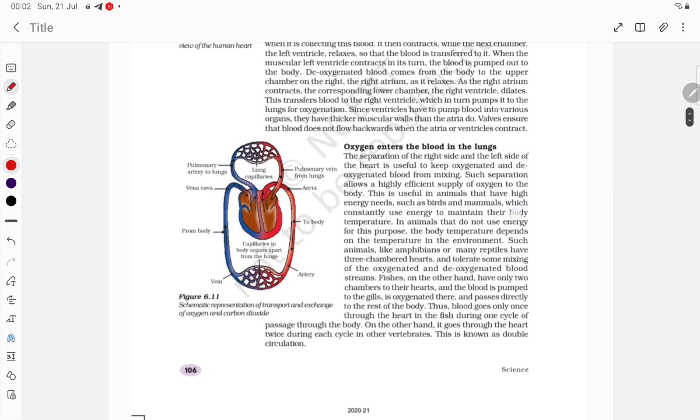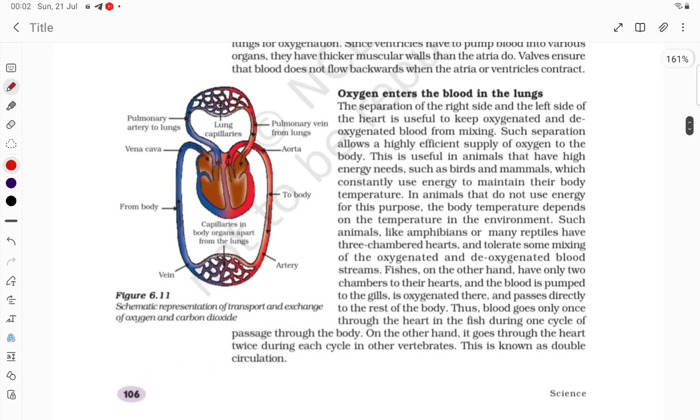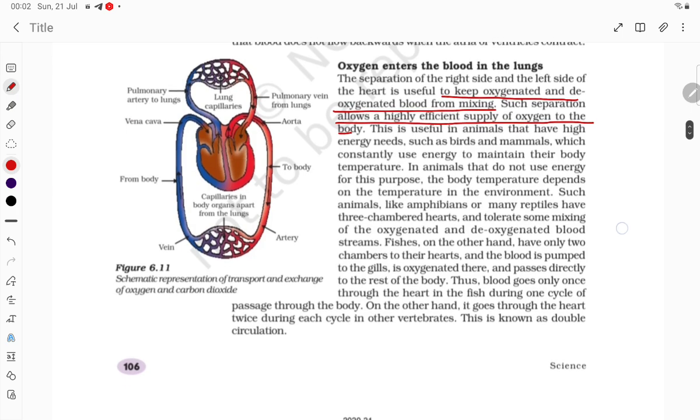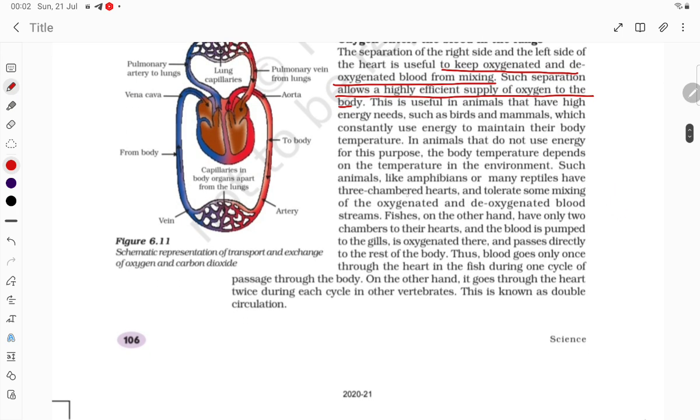Now how is the transportation taking place, student? See here what is happening step by step. They are saying the separation of the right side and left side of the heart is useful to keep the oxygenated and deoxygenated blood from mixing. Such separation allows a highly efficient supply of oxygen to the body. Right, student? Now we are going to see how it takes place.